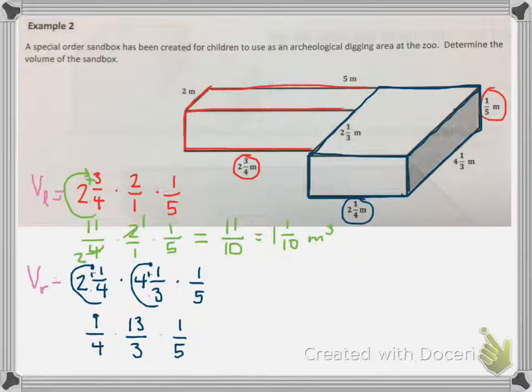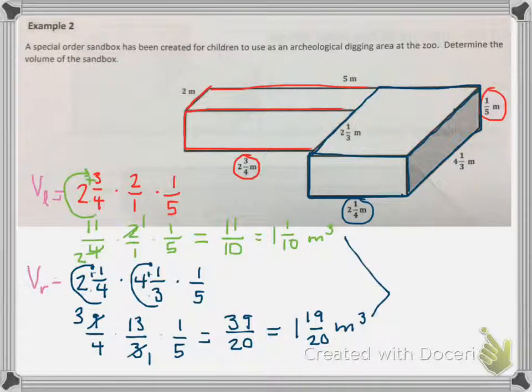And let's see, 3 and 9 have a common factor of 3, so 3 goes into 3 once, and 3 goes into 9 3 times. So I can do that, and that looks like that's about it. 3 times 13 is 39, and 4 times 5 is 20. So I get 39/20, which is 1 with 19/20 left over. Cubic meters.